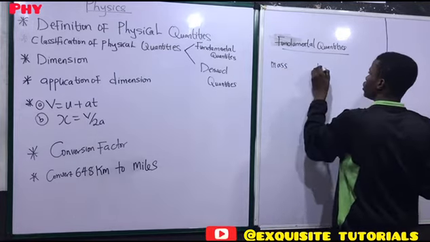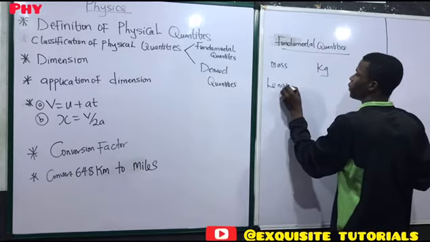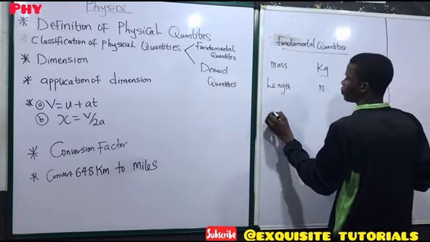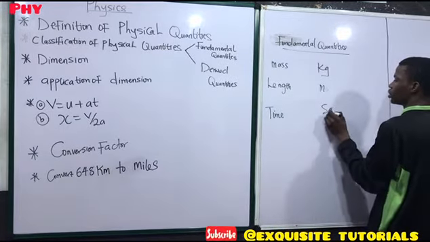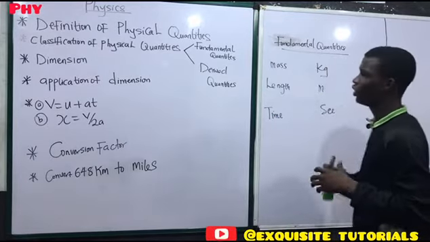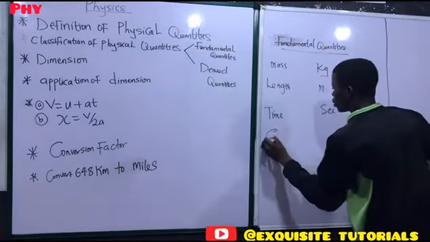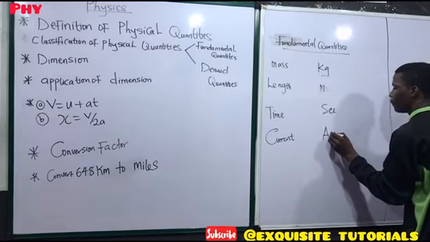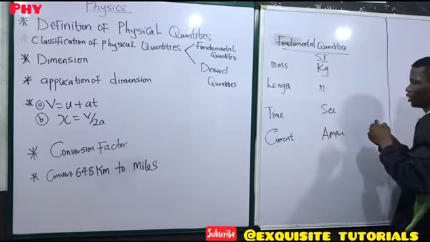the mass measured in kg, our length measured in meter, our time measured in seconds. Apart from these three standard ones, there are some other fundamental quantities that we have. We have the current, measured in ampere. This is the SI unit of these quantities.